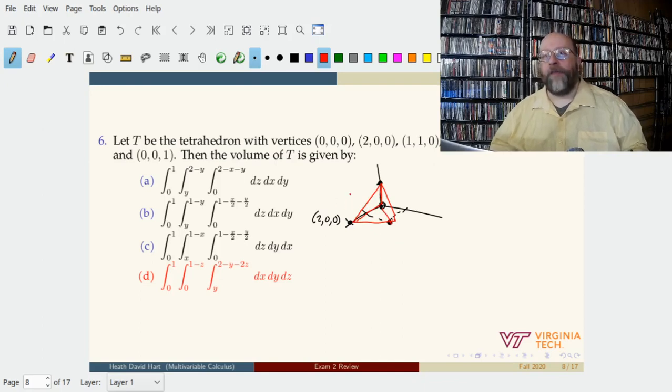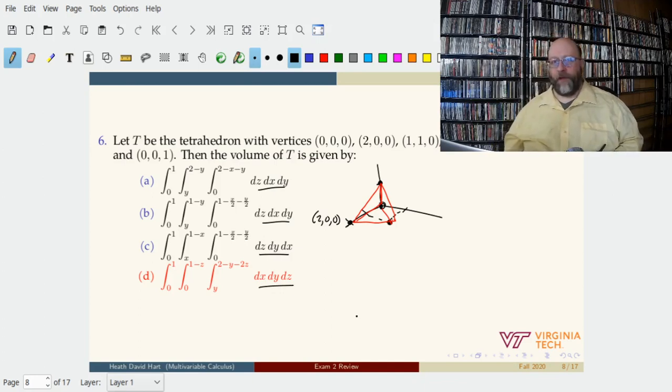Now, I got this problem off of an old final exam, and whoever wrote this problem was needlessly cruel because two of the options are in this order, dz dx dy. One of them is in the order dz dy dx, and one of them is in the order dx dy dz. And so it looks like we have to do 4 different orders to do this. Okay? And so what I'm going to do is not completely solve the problem, but show you how to eliminate some choices here.